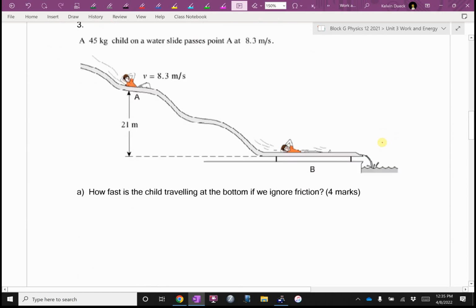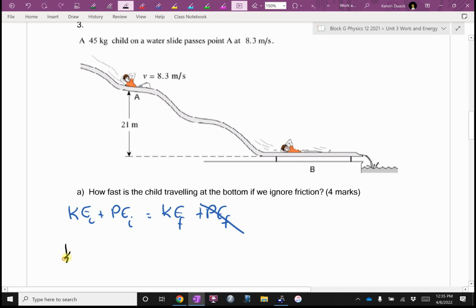A child on a water slide passes point A at 8.3. How fast is the child at the bottom, if we ignore friction? There's a change in height, change in speed. This is a good job for conservation of energy. I'm going to let the ground be this dotted line, even though technically the ground is probably the actual cement surface of the pool. I'm going to do that.